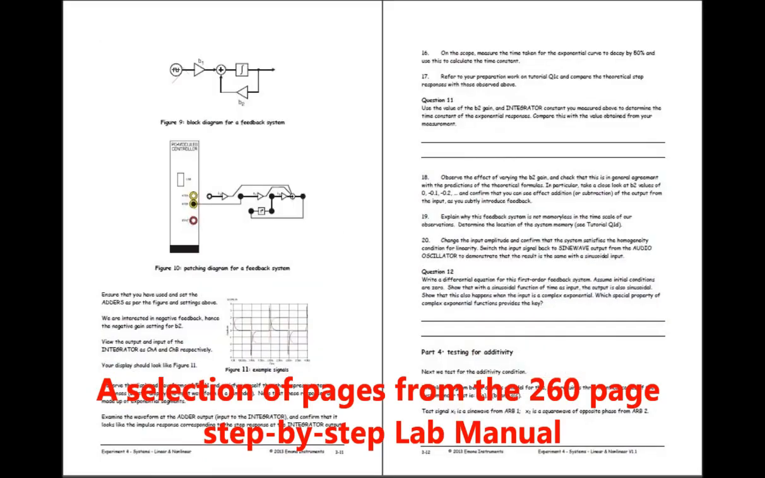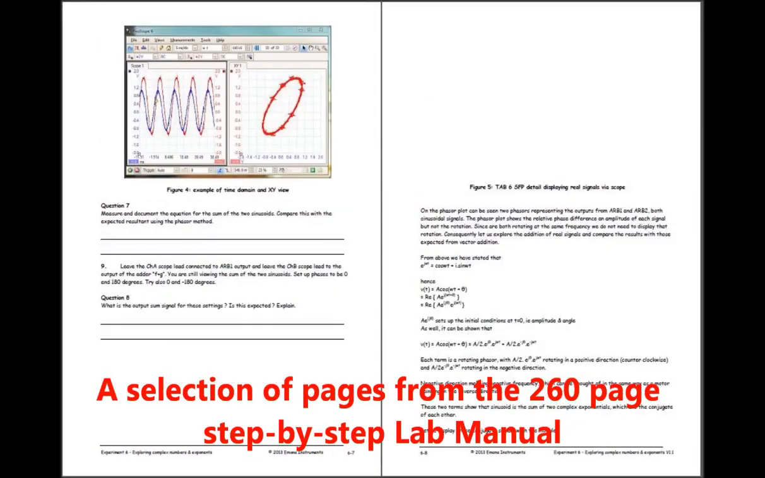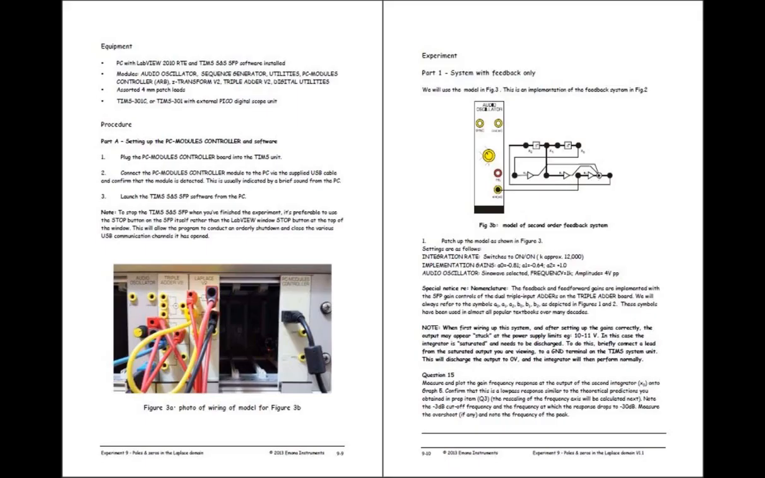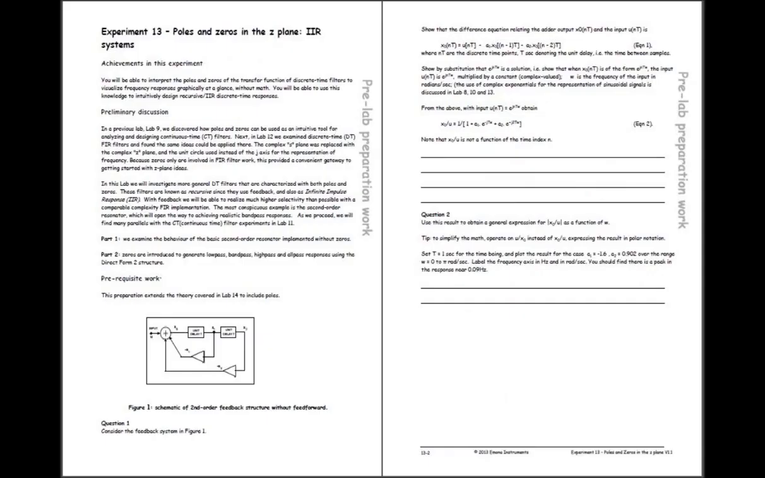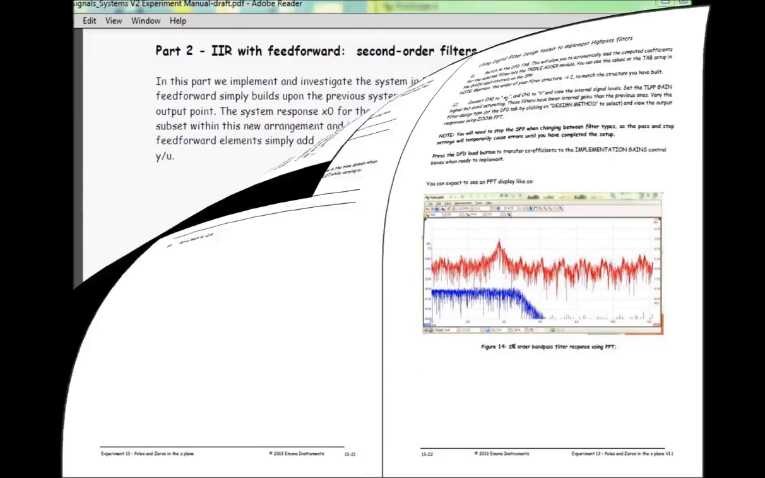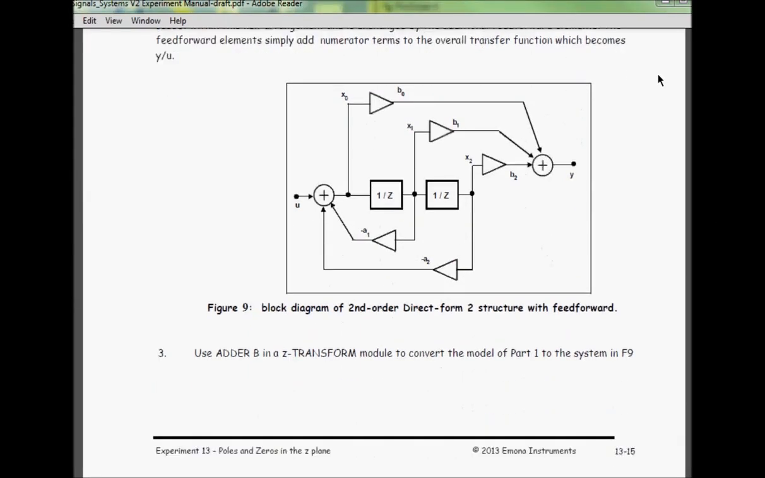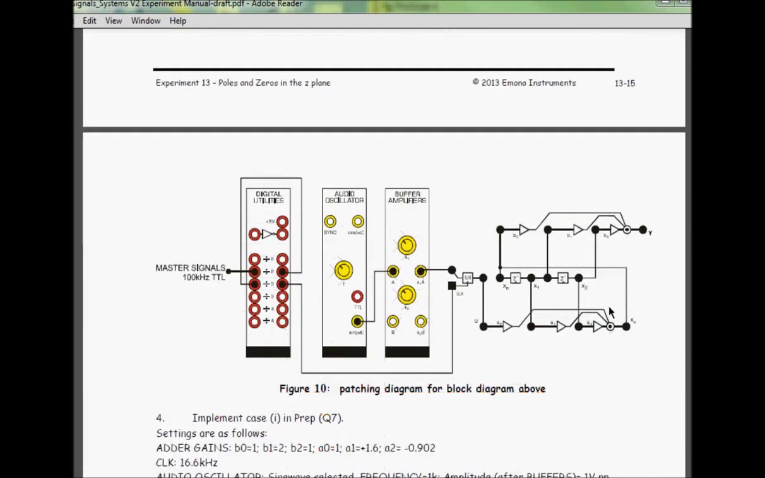Skimming through the lab manual, you can see clear block diagrams, step-by-step instructions, preparation tutorial questions, graphs, and easy to follow. Let's take a look at Chapter 13, IIR structures. Viewing the block diagram and the patching diagram, the student simply patches together the modules according to the block diagram.